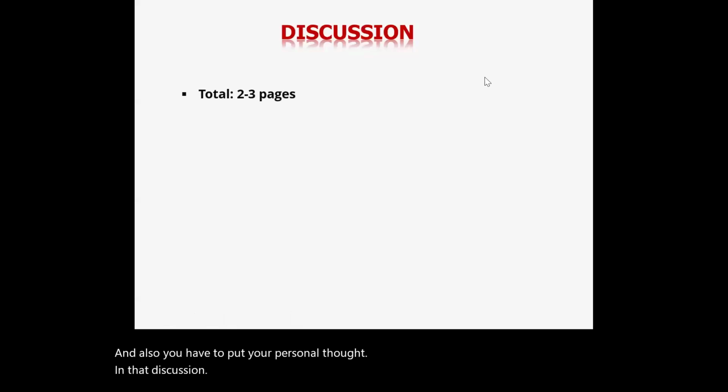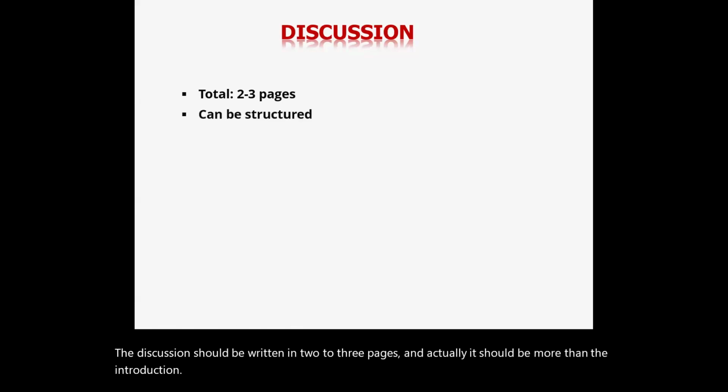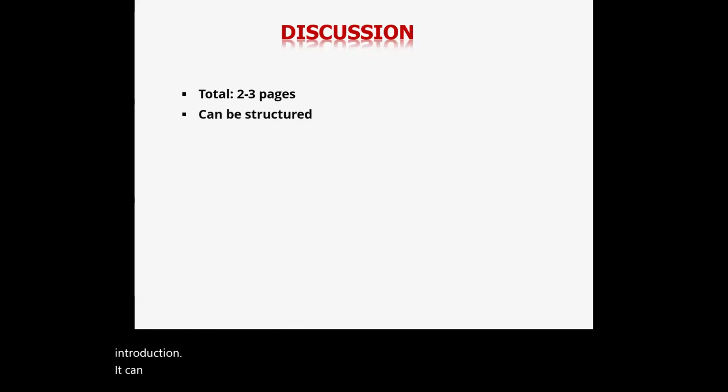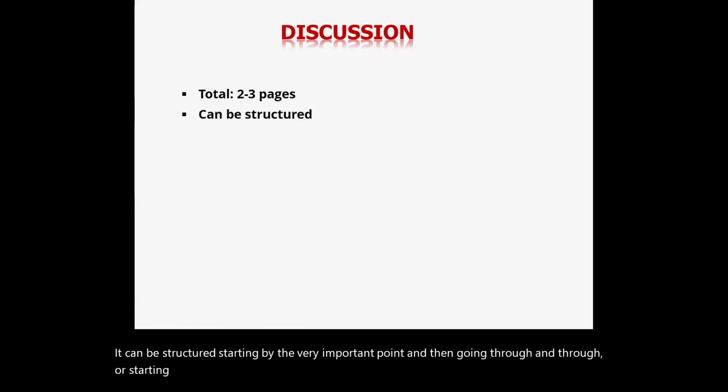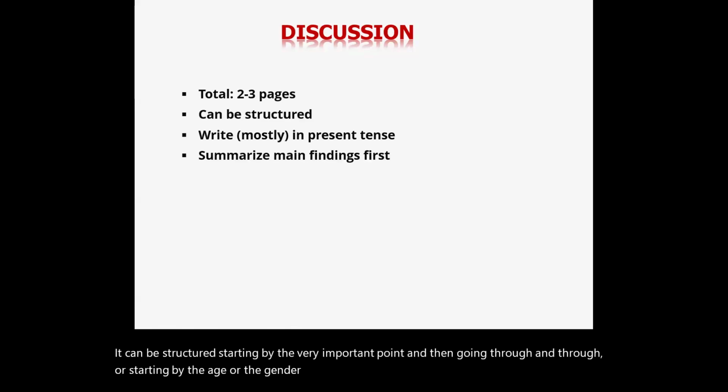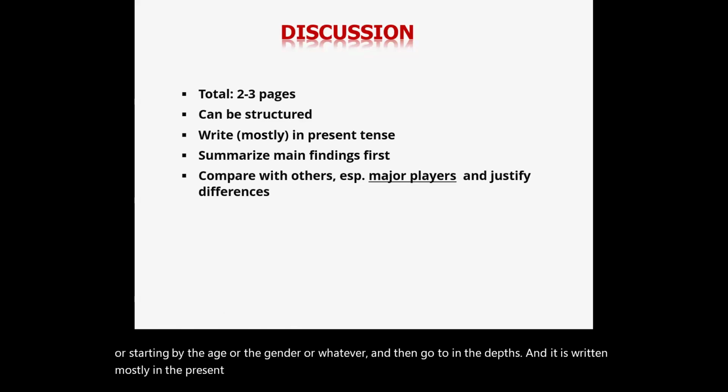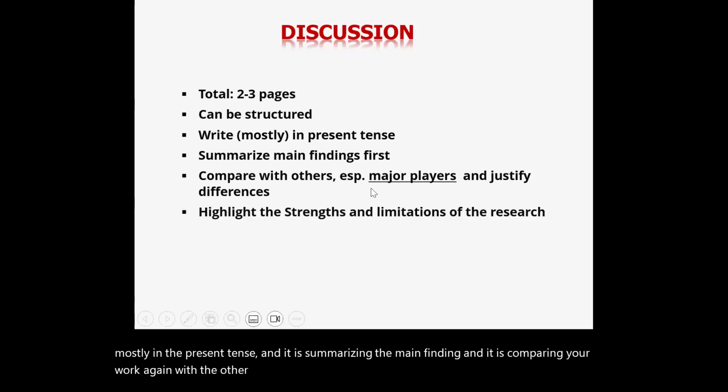The discussion should be written in 2 to 3 pages, and actually it should be longer than the introduction. It can be structured starting with the very important point and then going through and through, or starting with the age or the gender or whatever, and then going into the depths. And it is written mostly in the present tense. It summarizes the main finding, and it compares your work again with the other major players in the field, or other researchers who did their research previously.